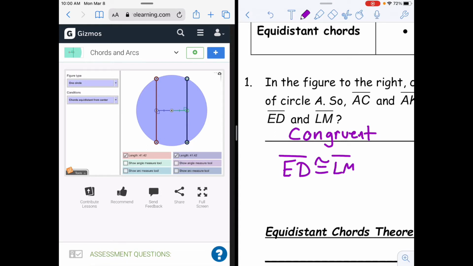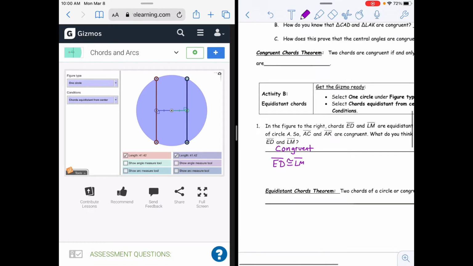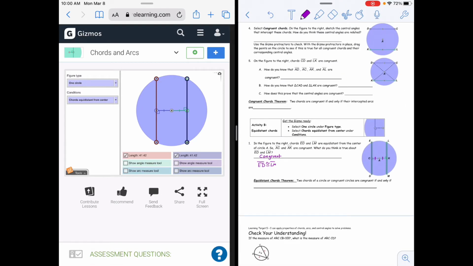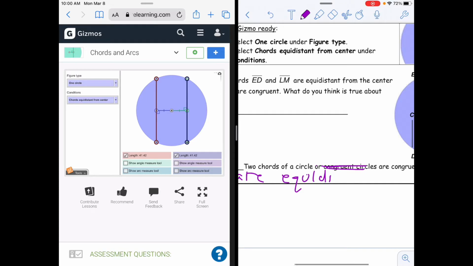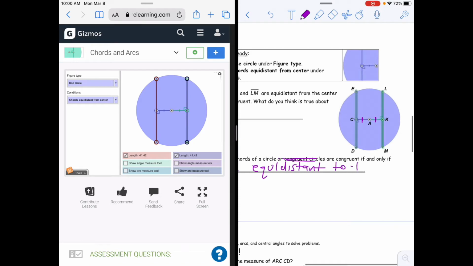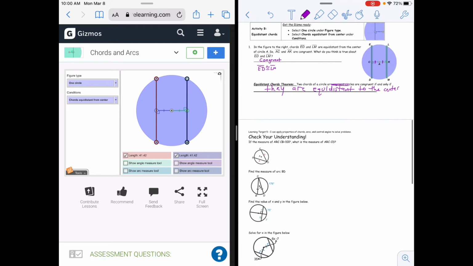And it doesn't matter if I was able to move these chords around, which I'm not, but you could orient the chords any way you want. If they're equidistant to the center, the chords themselves have to be congruent. So two chords of a circle are congruent if and only if they are equidistant to the center. That's it, actually, for the gizmos.